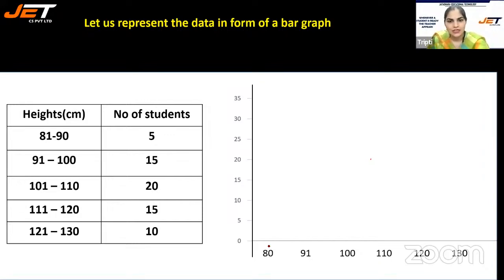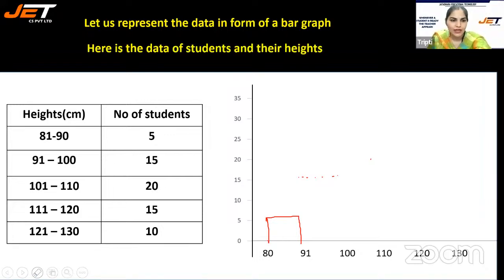Wait, I'll draw the graph in a rough way. 81 to 90, it will be 5. Right here and then here. 91 to 100, it's 15. So I think I have to stop here. This is not with exact measurement, but that's how it is going to be.